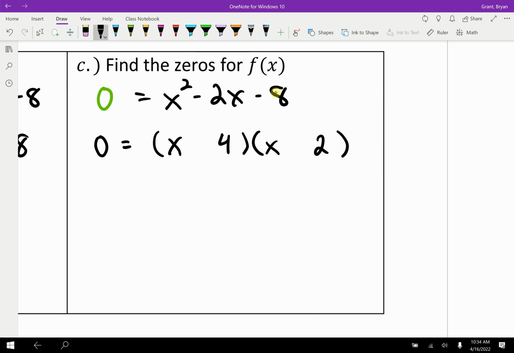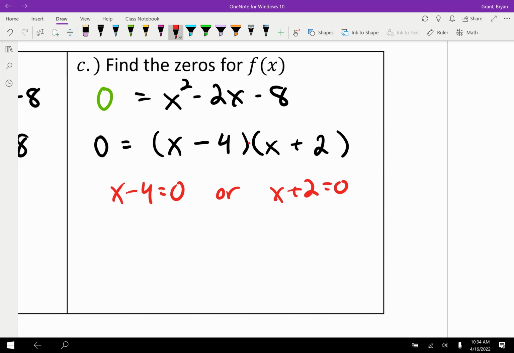Those multiply to make 8, but to get negative 8, one of them has to be negative. Which one? Well, that's got to be a negative 4. Negative 4 plus 2 is negative 2. Negative 4 times 2 is negative 8. Now we're in factored form, and the reason that we did this is because we want to use the zero product property, which says if you have factors attached by multiplication that are equal to 0, we can make two smaller or as many smaller equations as we need.